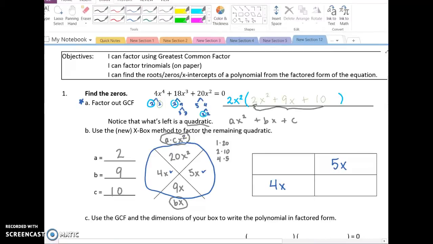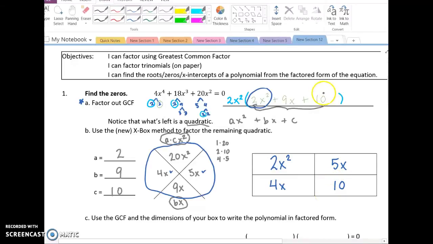Okay? So the X part is going to help us decide where the x's go and how many x's there should be. The upper left-hand corner of the box is going to be 2x squared because that was just from our quadratic. The lower right-hand corner of the box will be 10.